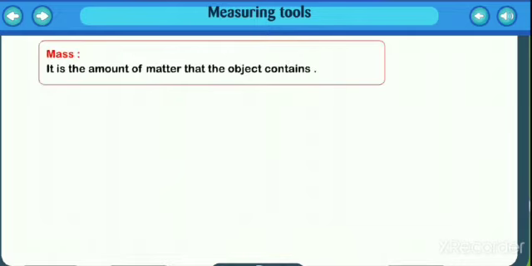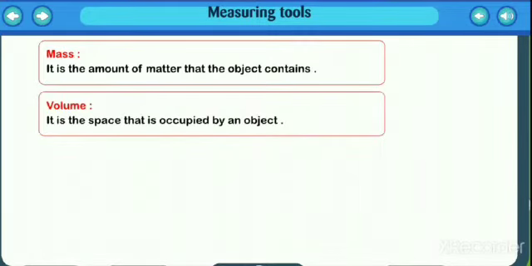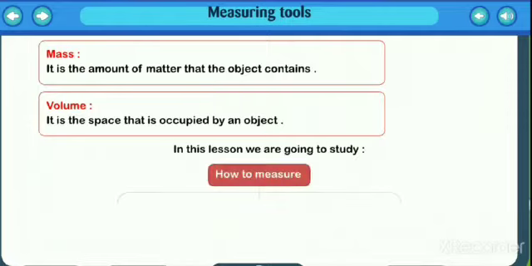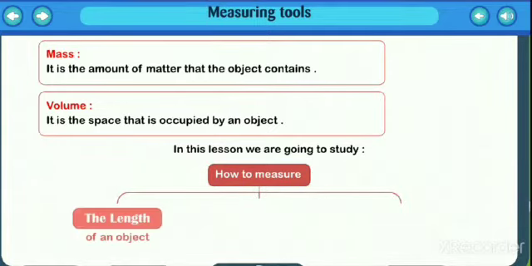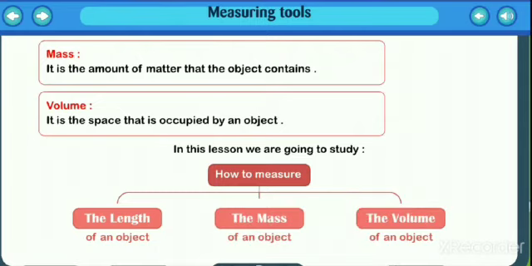So let's start to know the meaning of mass. Mass is the amount of matter that the object contains, or the amount of matter in an object. Let's start with the meaning of volume. Volume is the space that's occupied by an object. Any object has volume, has a part of space.